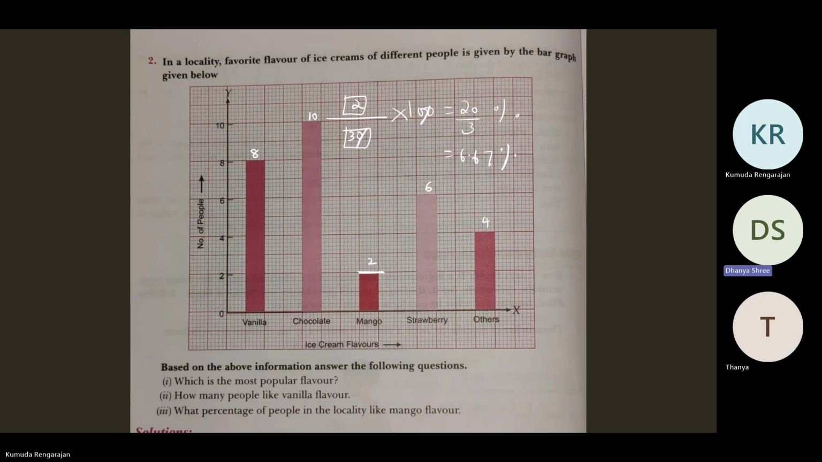Ma'am, can we write percent in mixed fraction? Yeah, you can. So 3 6 are 18. 6 2 by 3 percentage is also fine. Understood, both of you? Now tell me what percentage like strawberry and others.